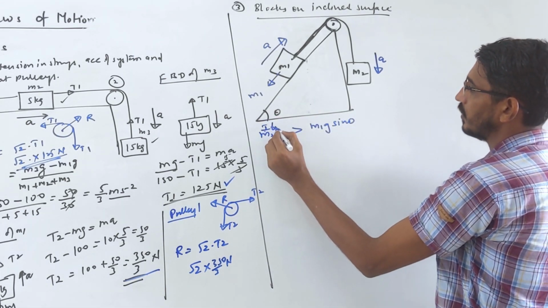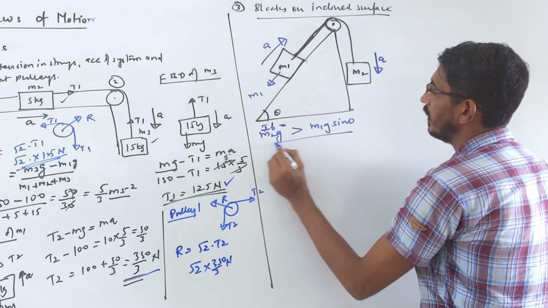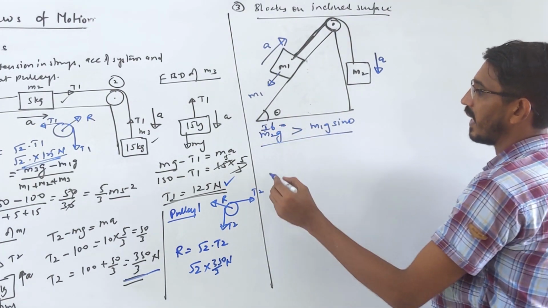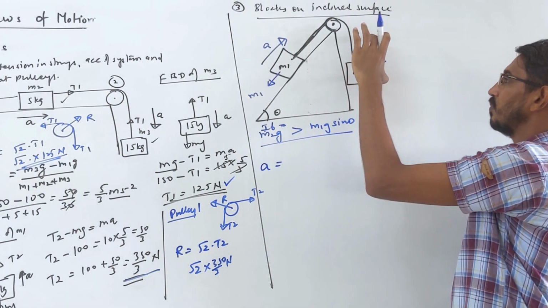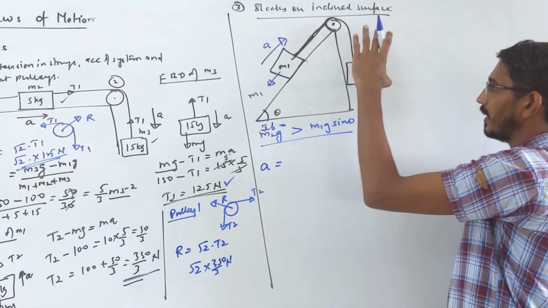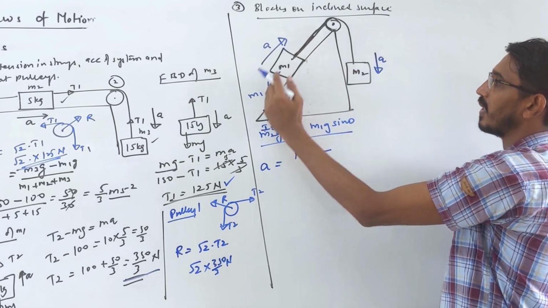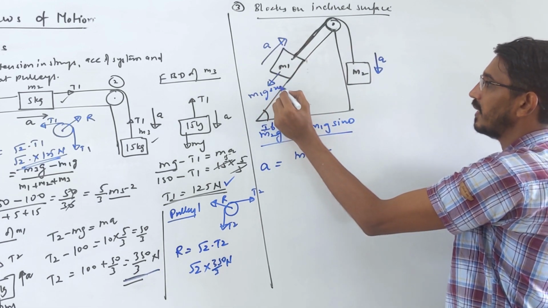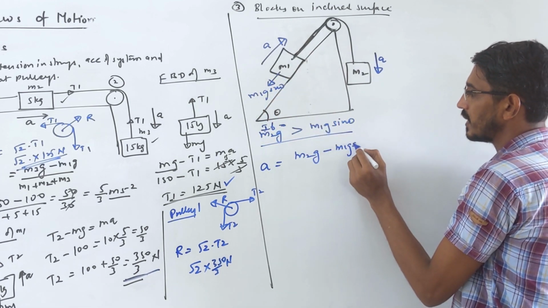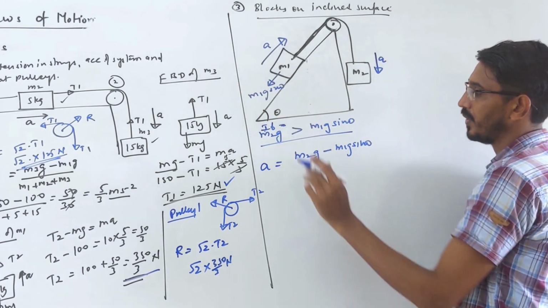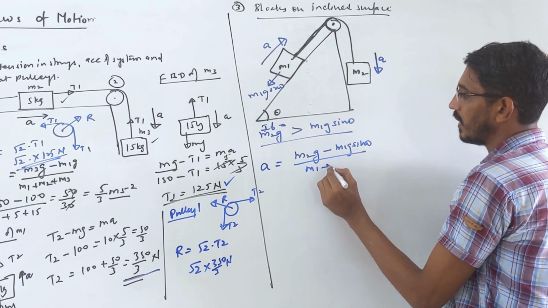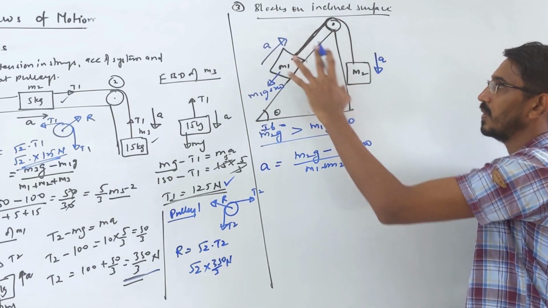Suppose now I am saying that this is given. Then what will happen? Let's calculate the acceleration of the system. This mass is going down, making this system move downward, so m2g is acting downward, and what is opposing this is m1g sin theta. So a equals m2g minus m1g sin theta, again assuming no friction here, divided by the total mass m1 plus m2. That is the acceleration of this system first.